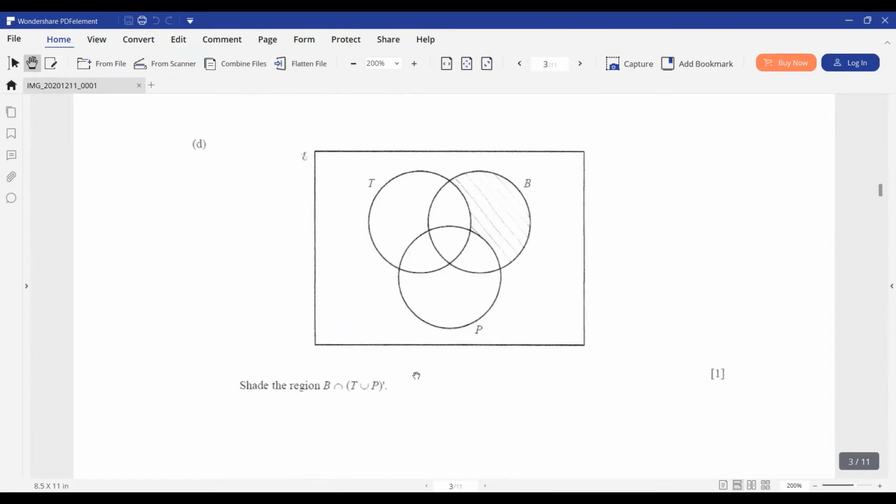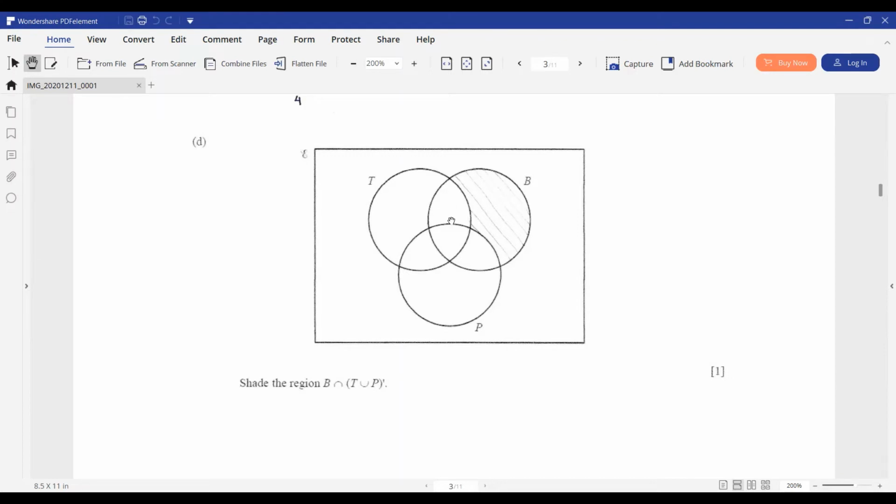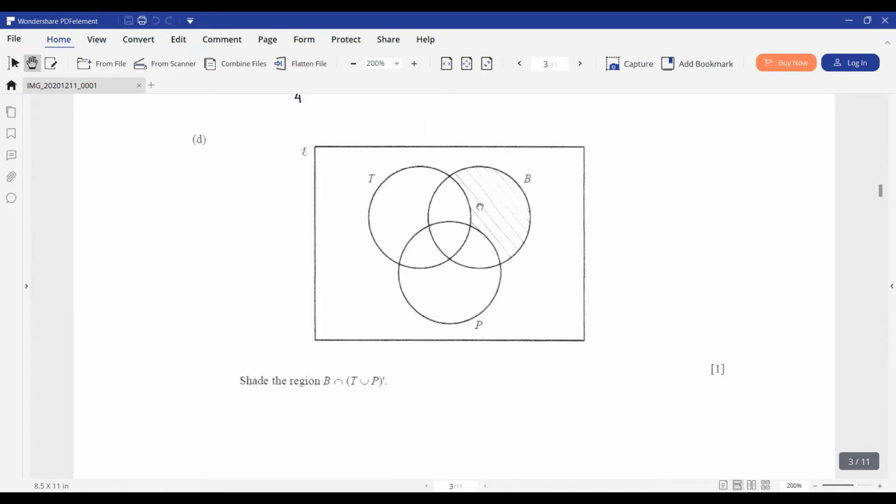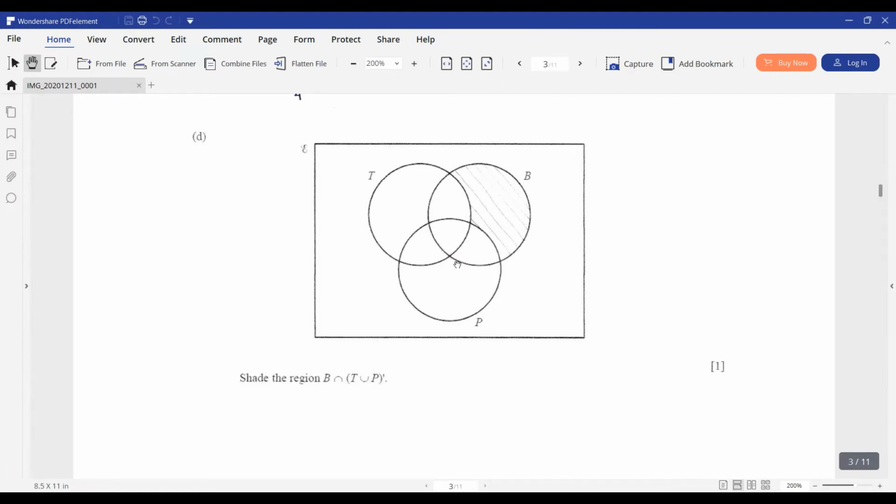Part E. Shade the region B intersection, open bracket, T union P, close bracket, complement. So what we need to do first is solve what's in the bracket. T union P basically means T and P, the two circles combined. Now complement means whatever's outside the circles. So these three mini sections, 1, 2, and 3. Now B intersection, this means remove these three from B. Imagine these were not in B. Now what is left from the Venn diagram? So this, and this are not there. So what we shade is just this part because that's the only thing left.